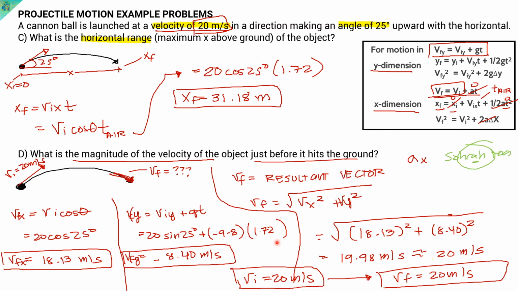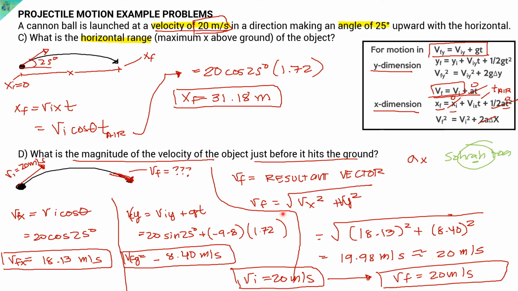For letter D, we are now searching for the magnitude of the velocity of the object just before it hits the ground. Which means that if it started at a velocity here, which is 20 meters per second, what is its speed before it hits the ground? Okay, because when we say that it already hits the ground, it will be 0. So to do that, if we are searching for the magnitude of the final velocity, it means that we are searching for the resultant velocity of our final situation. And the formula for that is the Pythagorean theorem, if you can recall, our vector components and resultants.